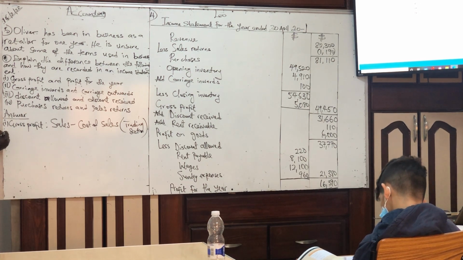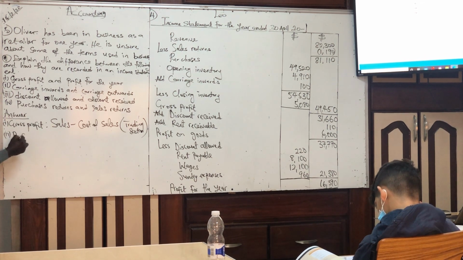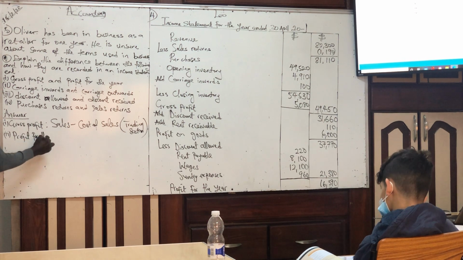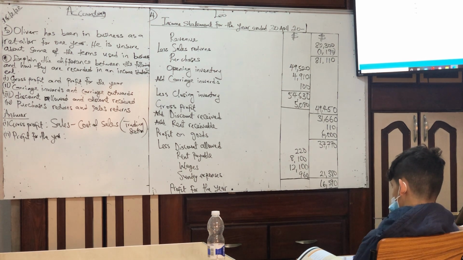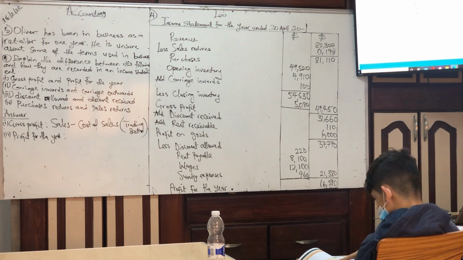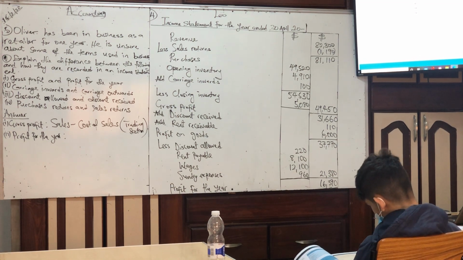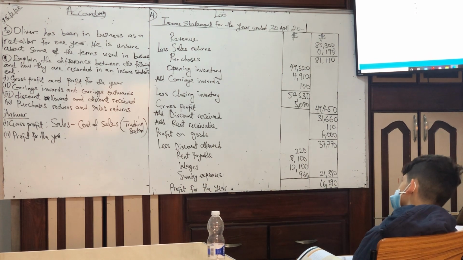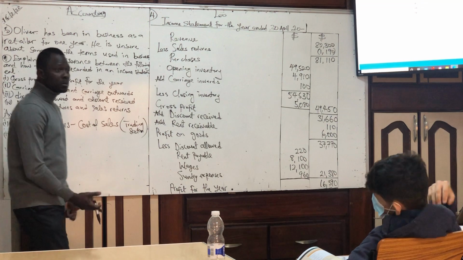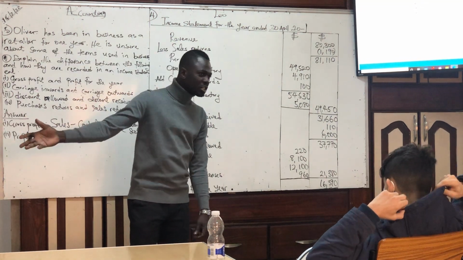Now, the net profit. Who's going to tell me about the net profit or the profit for the year? How do you get profit for the year? Assets minus liabilities? No, profit for the year. You don't even have assets and liabilities in your income statement. You have them in your statement of financial position.